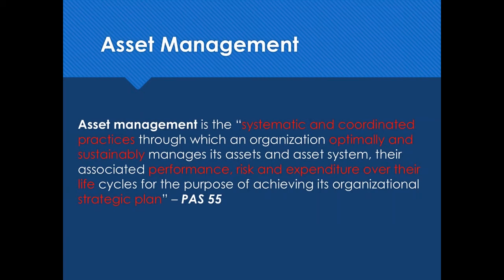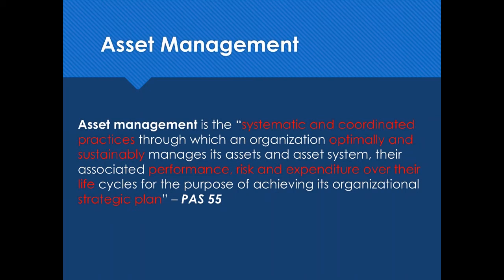So, the asset management definition, this is from the Institute of Asset Management Professionals. It is basically a systematic and coordinated practice through which an organization optimally and sustainably manages assets and the asset system and their associated performance, risk, and expenditure over life cycle for the purpose of achieving its organizational strategic plan. So if you look at these highlighted items, it is not something that's done in a trial and error method. It's more like a systematic and coordinated practice.